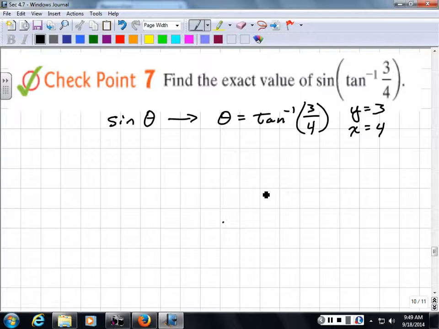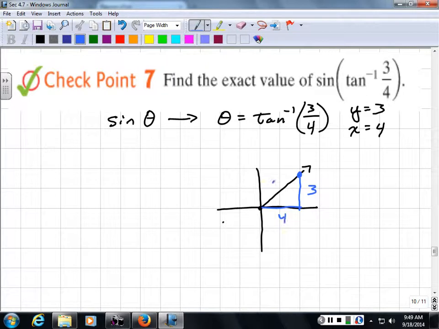What quadrant am I looking at? First quadrant. So this right here is going to be 3. This right here is going to be 4, and obviously that's going to be 5. My theta is right here. This is going to be my opposite. This is my adjacent. You want to call it y, you want to call it x, I don't really care.